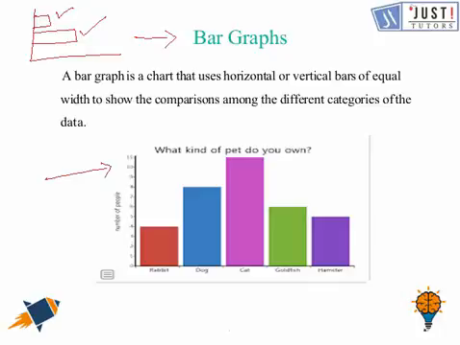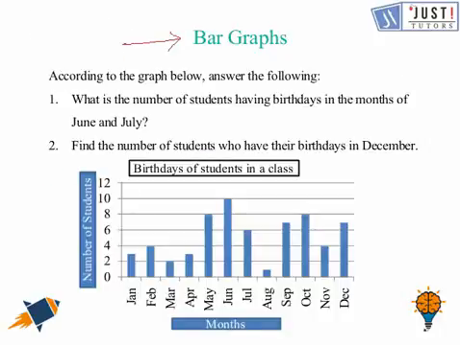Now we move ahead and we'll try a question. Here is a question for you. As you can see, in this question the number of students is represented on the y-axis and the name of the month is represented on the x-axis. And question number 1 says that we need to find out the number of students having birthdays in the month of June and July. In the month of June, if we run across this vertical bar and we move above, we see that the total number of students is 10. So for the month of June it is 10. Similarly, we can find out for the month of July, which is 6.